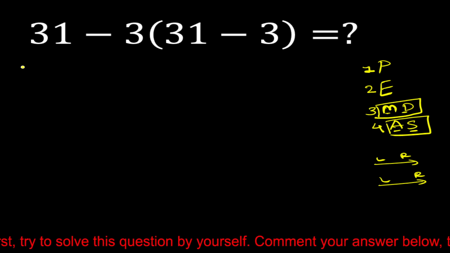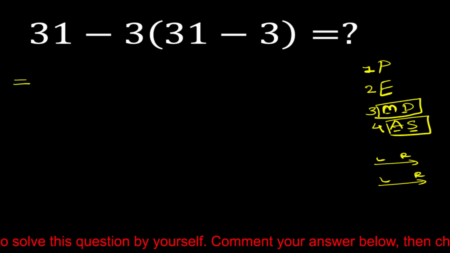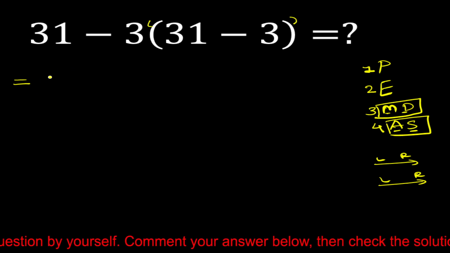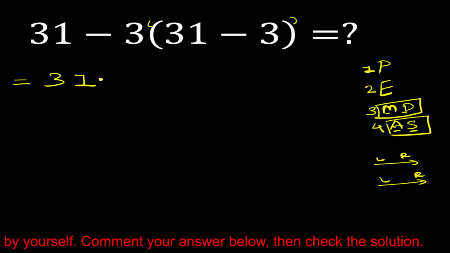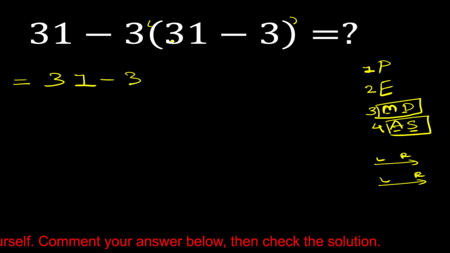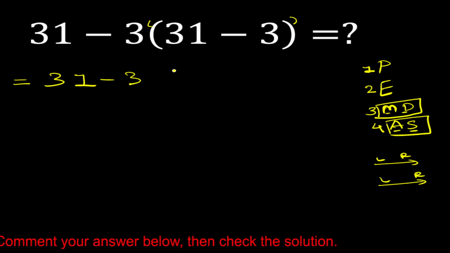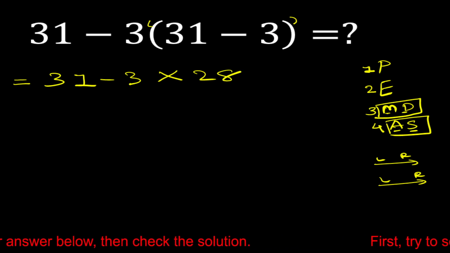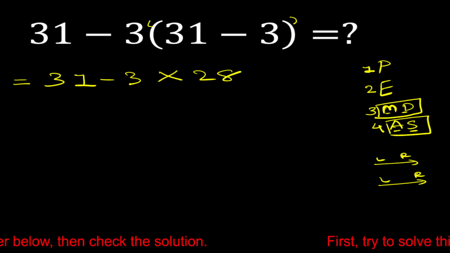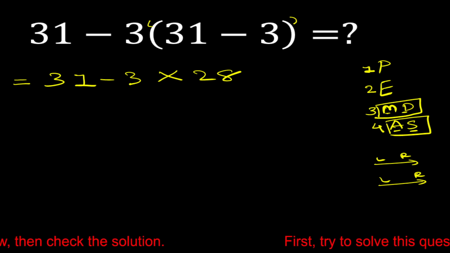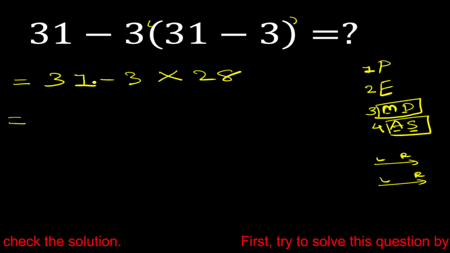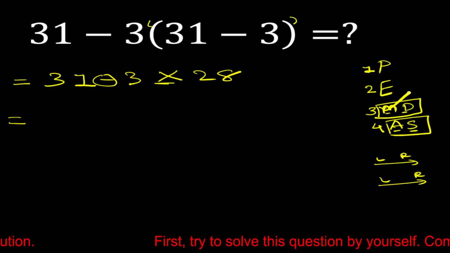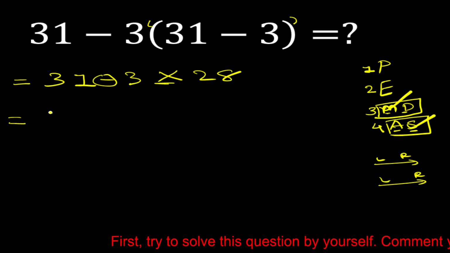Okay, so now first priority is parenthesis, so first we have to solve this parenthesis. So it is equal to 31 minus 3. Now solve this parenthesis. 31 minus 3 is equal to 28. So multiply 28. Okay. Now here is subtraction and here is multiplication. So first priority is multiplication, then we have to solve subtraction.